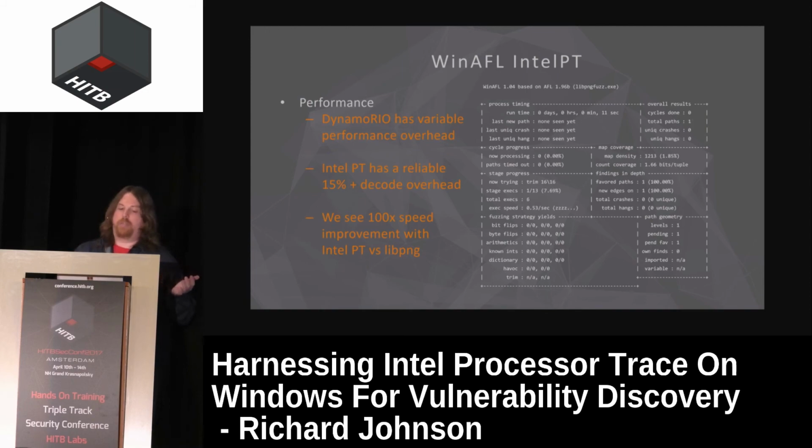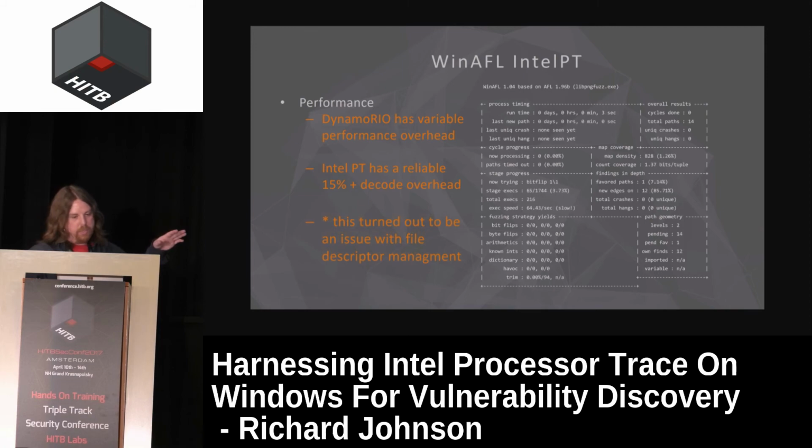Except there are some gotchas, because DynamoRio has variable performance depending on how much code it has to disassemble and what it takes to bring that process online under the DBI, whereas Intel PT has a reliable 15% decode overhead. So I decided, well, they use a GDI plus wrapper, why don't I use libpng or something? And naively just wrote a simple PNG parser, and I was like, what the hell? This went down to half an execution a second versus what I was getting with Intel PT, which was like 64 executions a second. That seemed weird, so I pinged Ivan, and I'm like, hey, that doesn't seem right. That's a 100 times performance difference.